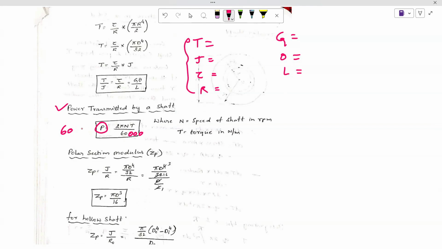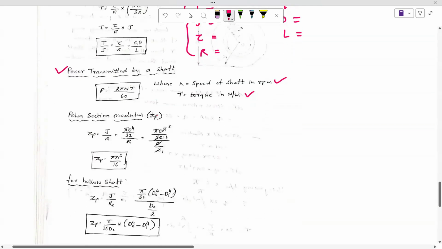So the 60 value, I'm assuming for giving an example. It is not fixed. Understood? So please be careful while solving the problem. So 2 pi NT divided by 60, that is the power transmitted by the shaft. Where N is the speed, T is the torque.